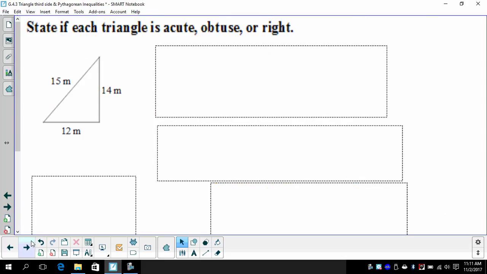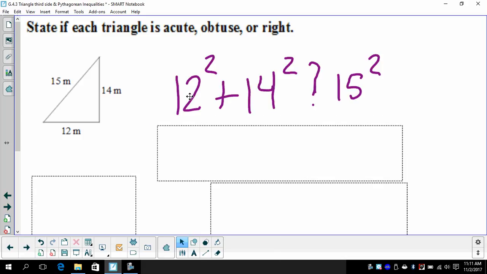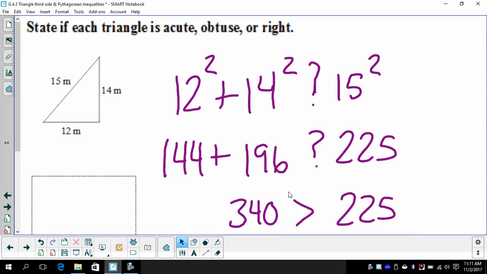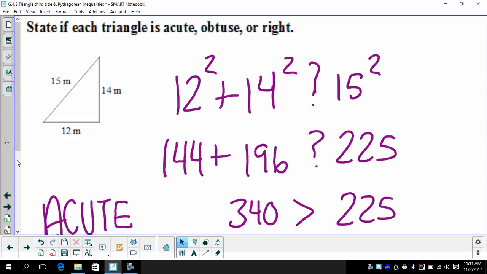So I want you to do one example of what we just did for those three triangles and figure out if this triangle shown is acute, obtuse, or right. Again, we're plugging into the Pythagorean theorem. My two smaller sides squared, added. I square all those numbers. And I figure out that this left side, my a squared plus b squared, the two smaller sides squared and added, is greater than the third side squared. So this is an acute triangle.